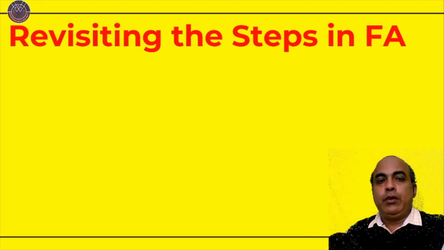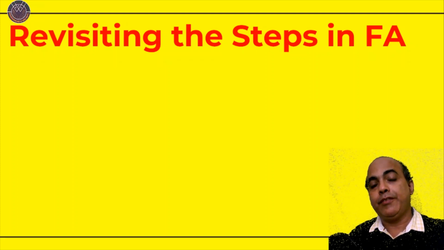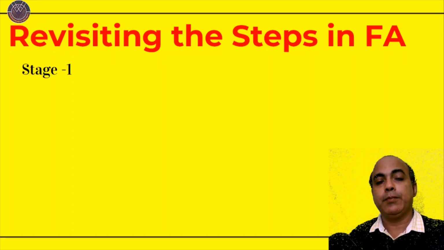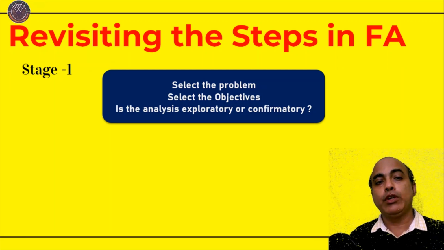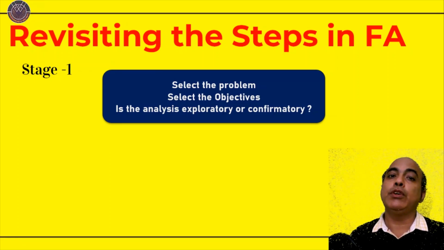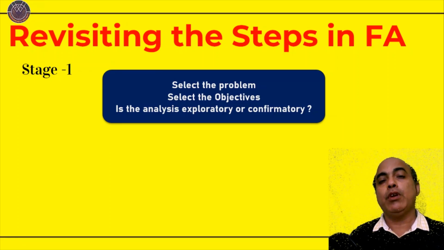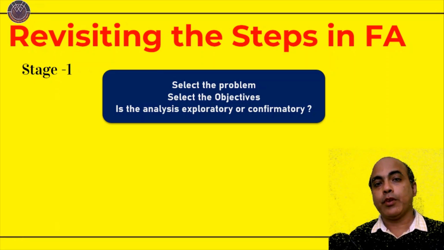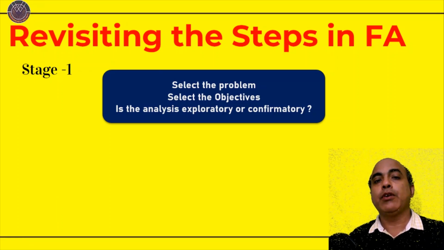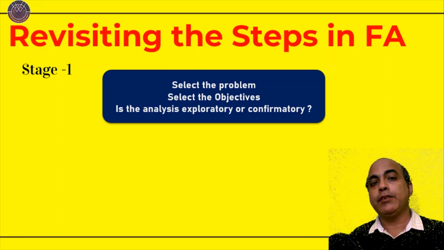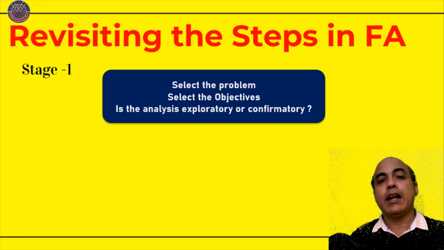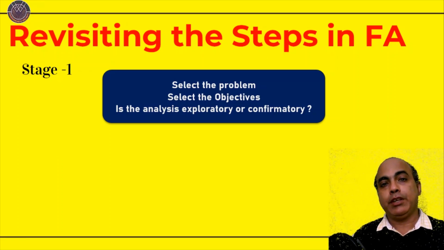So let us start. Let us revisit the steps in factor analysis. In the first step, we try to see what the objectives of our problem are. Are we going to explore factors, or are we going to confirm a particular model? Based on that, first we decide on our objectives. Are we going to develop a questionnaire, or are we just going to collect data based on certain variables and then try to see what the underlying factors in it are? So what is the objective of the problem that we are trying to understand?